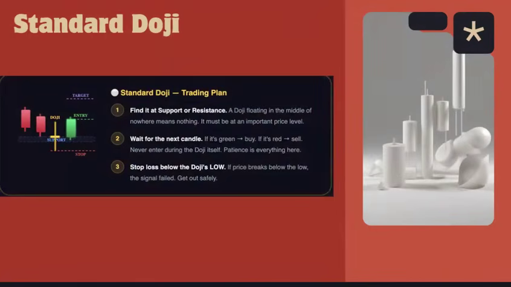How to trade the doji? Standard doji, find it at support or resistance. A doji floating in the middle of nowhere means absolutely nothing. Wait for the next candle.